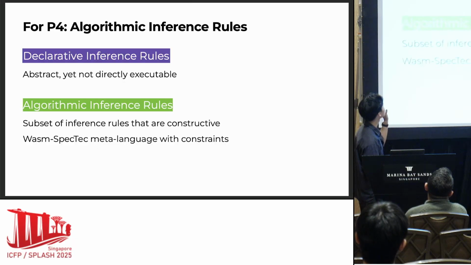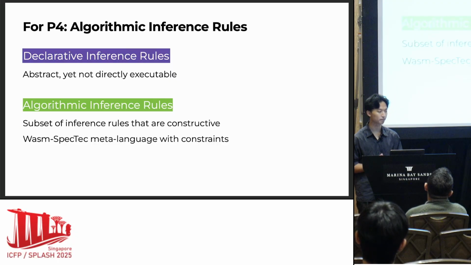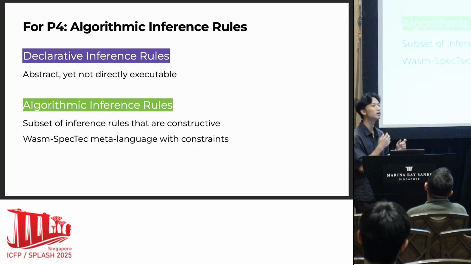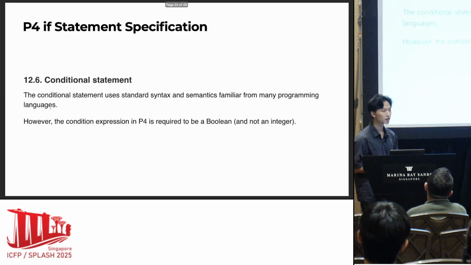So in summary, declarative inference rules are abstract, but they come at a cost: they are not directly executable. For P4, we propose algorithmic inference rules as a model. We define it as a subset of inference rules that are constructive, thereby allowing them to be directly executable. To accomplish this goal, we adopt the Wasm-SpecTec meta language, but we impose several constraints on the meta language to truly ensure that the inference rules are computable. So now let's see how we mechanize the P4 language definition.